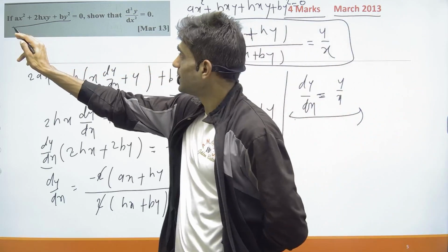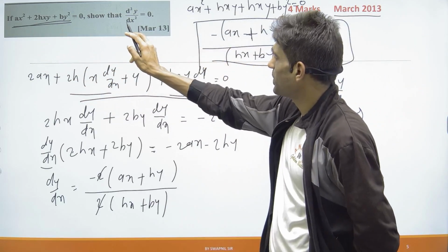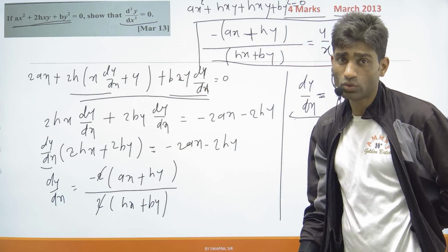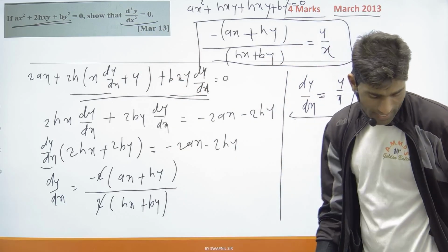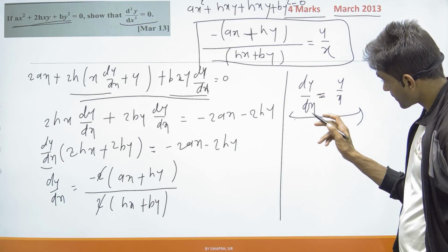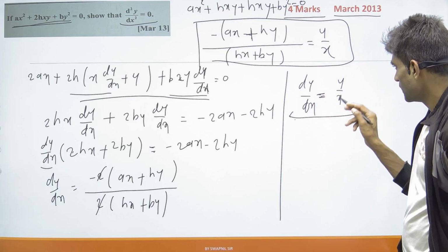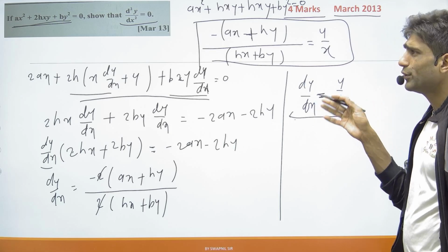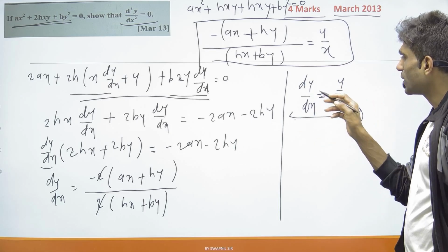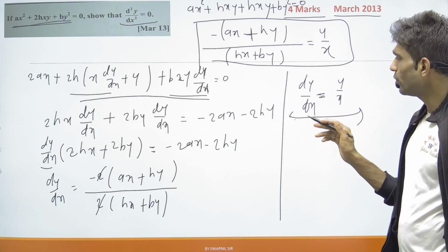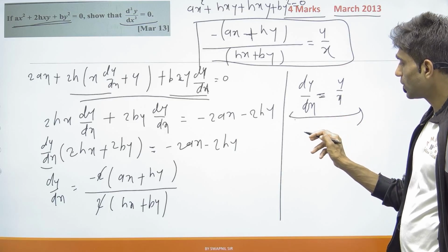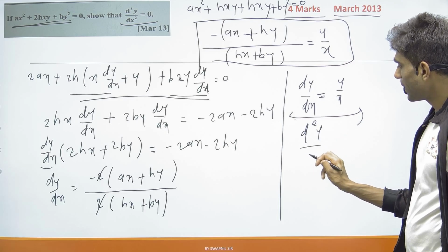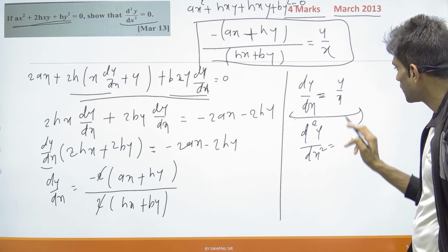Now we can see that x square plus twice of hxy plus by square is equal to 0 here, and for d square y by dx square we have to show the double differentiation as 0. Now dy by dx is y by x. For finding the differentiation, take v into derivative of u minus u into derivative of v upon v square. Directly apply the quotient rule for the differentiation. Now check what value is coming here: d square y by dx square is equal to the derivative of y by x.